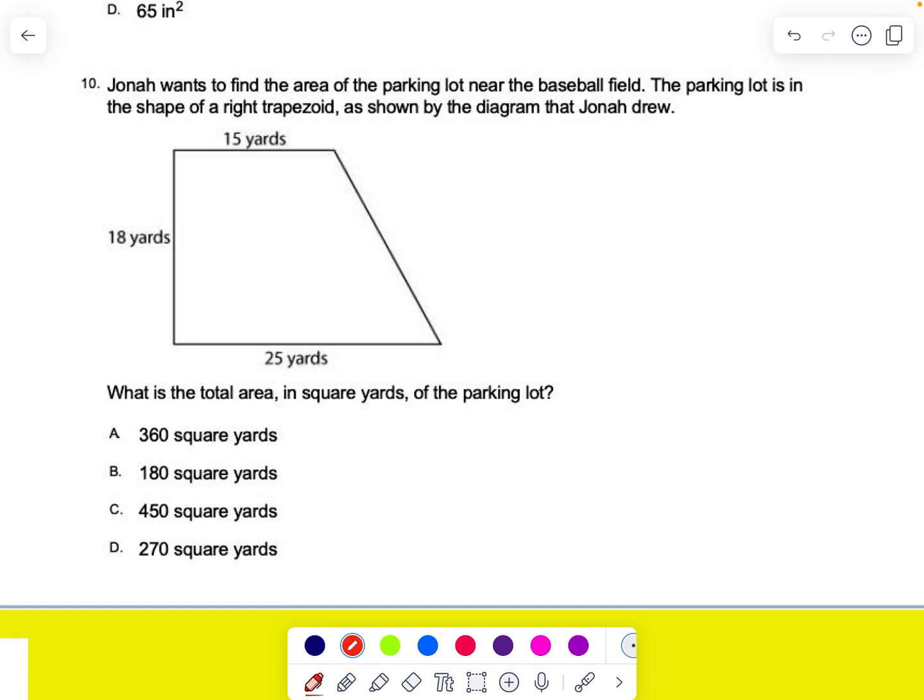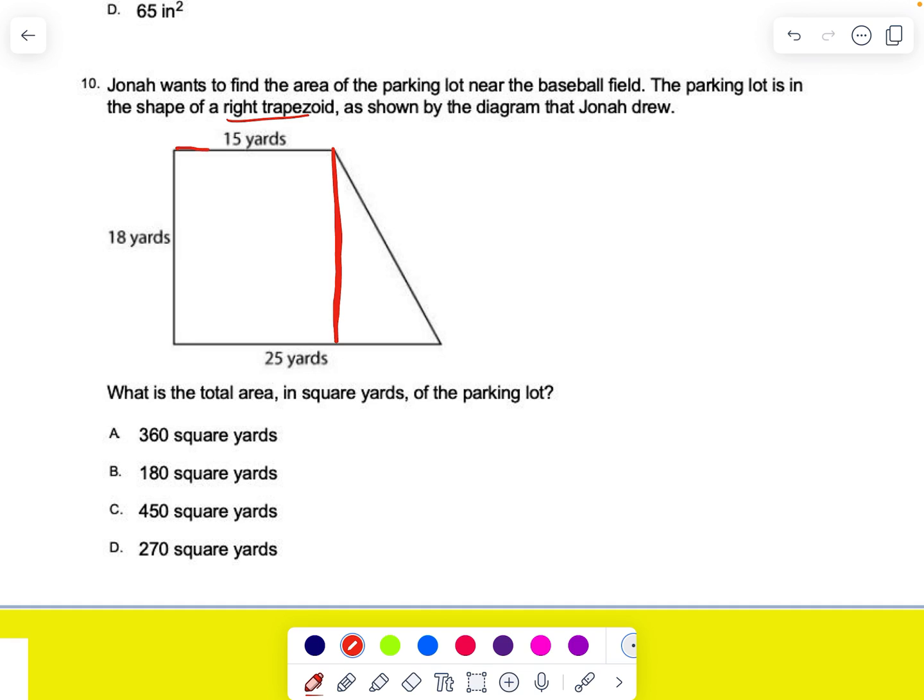Jonah wants to find the area of the parking lot near the baseball field. The parking lot is in the shape of a right trapezoid. We don't have a formula for a right trapezoid, so we have to decompose it, and we need to find the total area. So the best thing to do is to decompose it right here. Okay, so if I decompose it right here, I have a very clear rectangle and triangle.